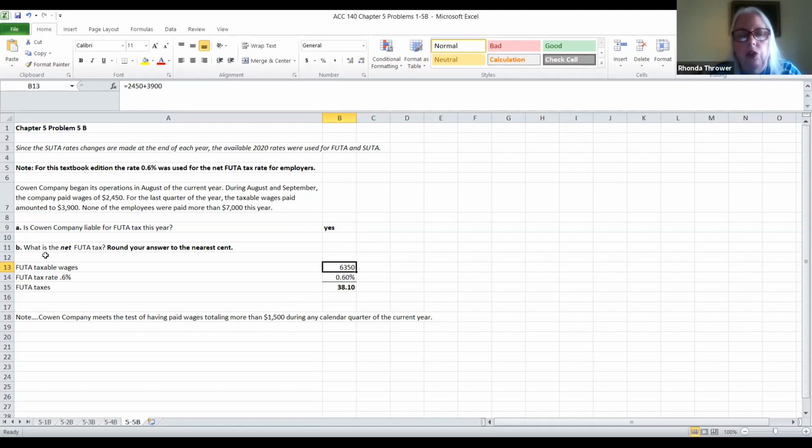And then in B, they want to know what is the net FUTA tax. And so we have to figure out what the taxable wages are. I combined what they were paid during August and September, plus the $3,900 for the last quarter of the year. Those two added together are $6,350. We would multiply that by 0.6%, and that will give you $38.10 that is owed in FUTA taxes.